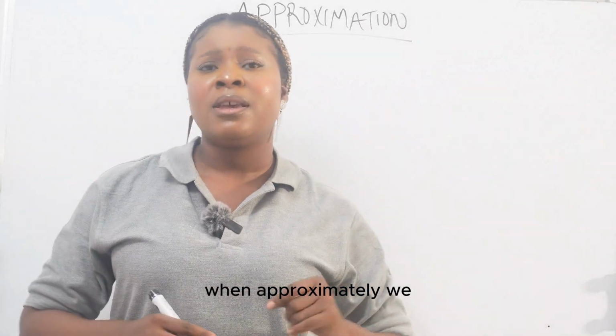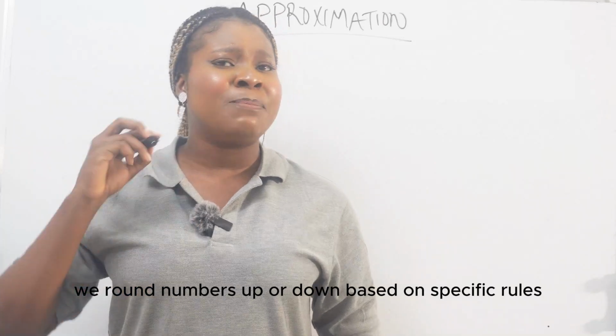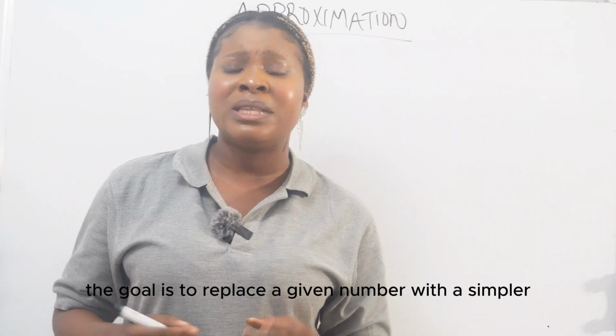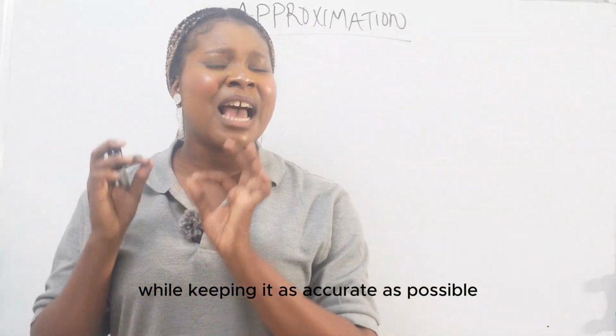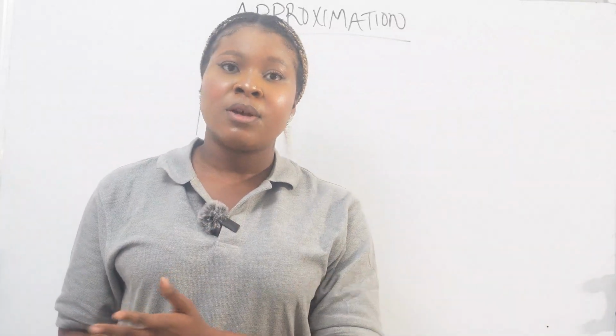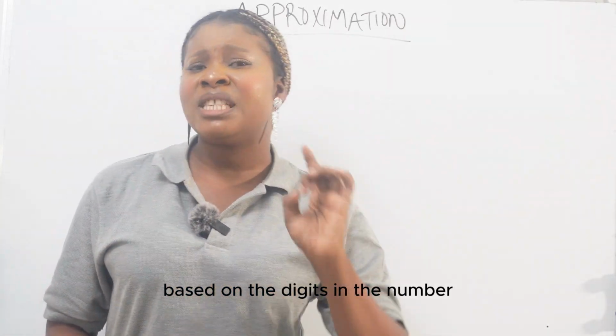When approximating, we round numbers up or down based on specific rules. The goal is to replace a given number with a simpler, more convenient value while keeping it as accurate as possible. Now, there are rules for rounding numbers. Rounding follows a simple rule based on the digits in the number.